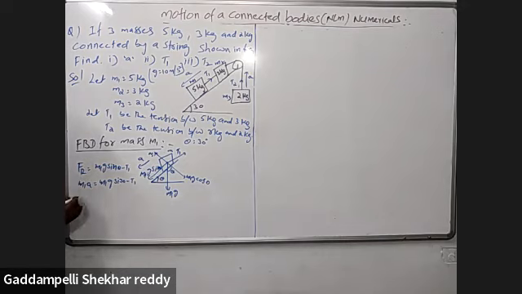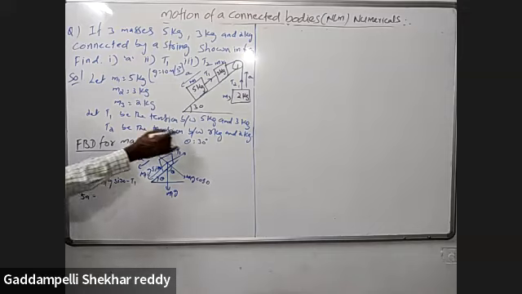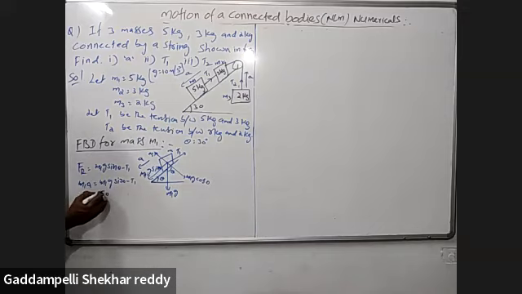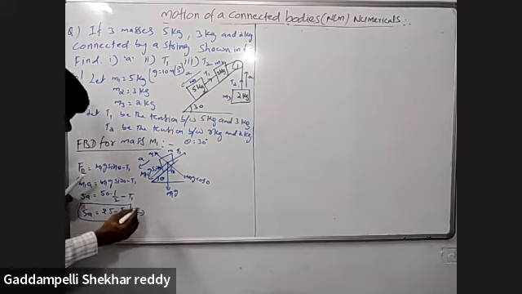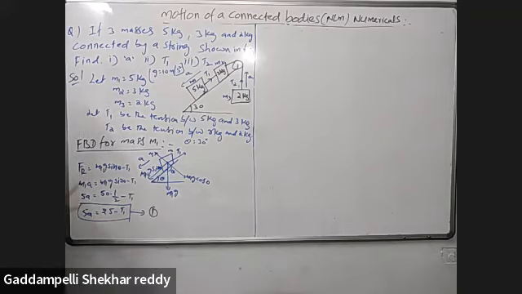So M1 is given as 5 kg. So here M1 is 5A, equal to M1 G value 10, 50 sin 30 degrees, 1 by 2, minus T1. So here 5A is equal to 25 minus T1. That's equation 1.